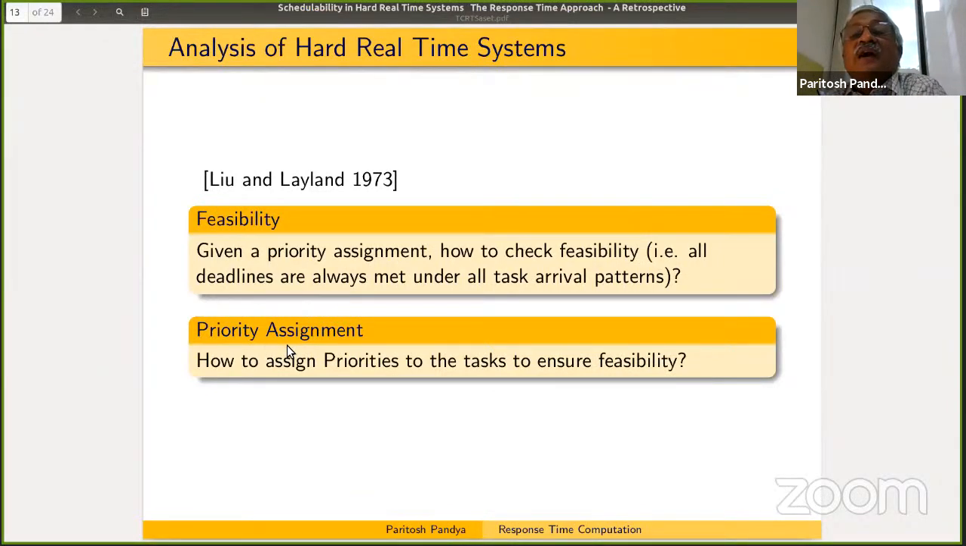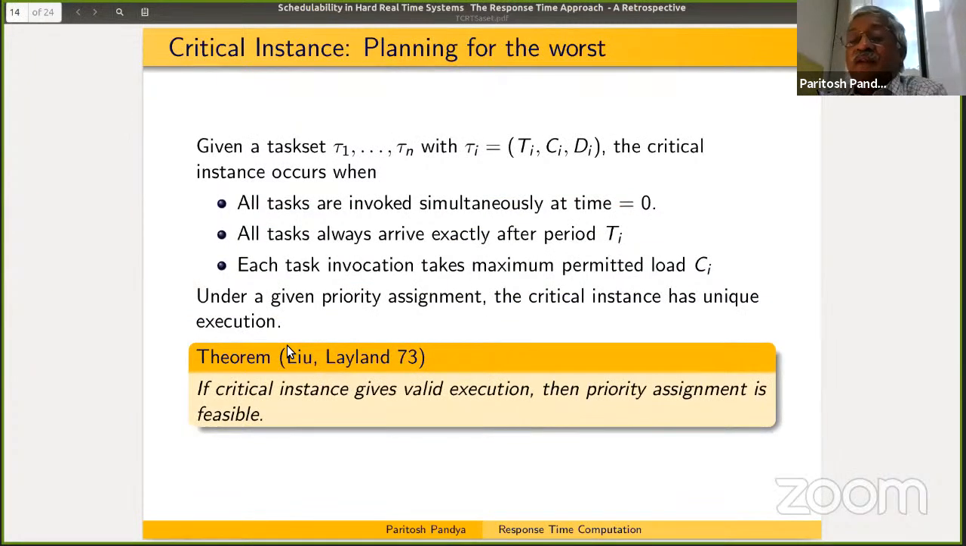How am I doing for time? Yeah, okay, maybe we are not too bad.